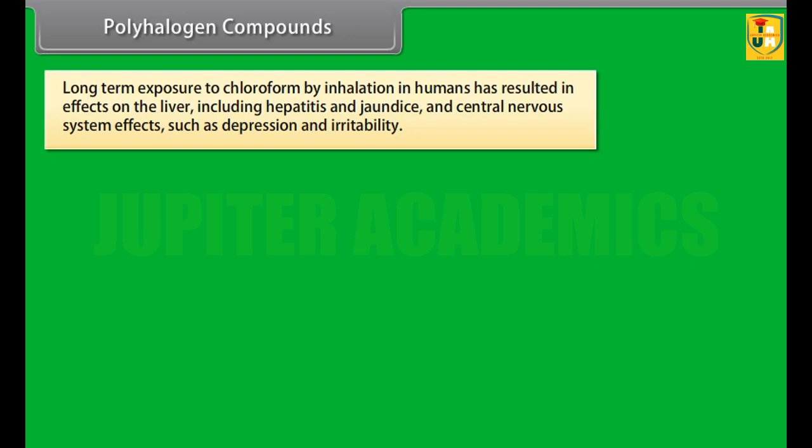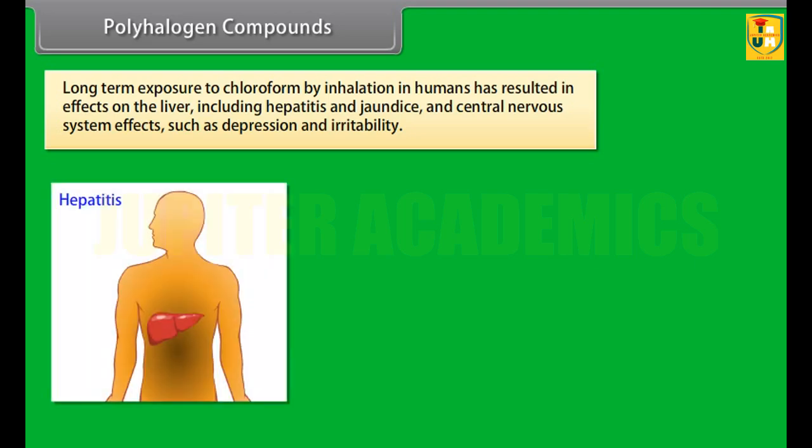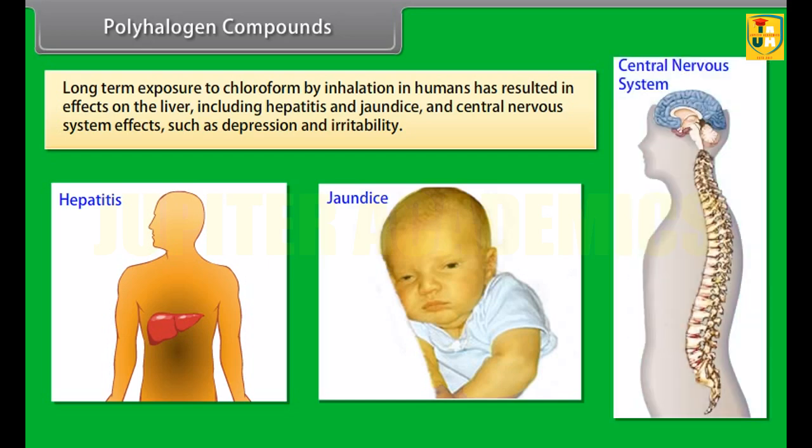Long-term exposure to chloroform by inhalation in humans has resulted in effects on the liver, including hepatitis and jaundice, and central nervous system effects such as depression and irritability. Polyhalogen compounds.